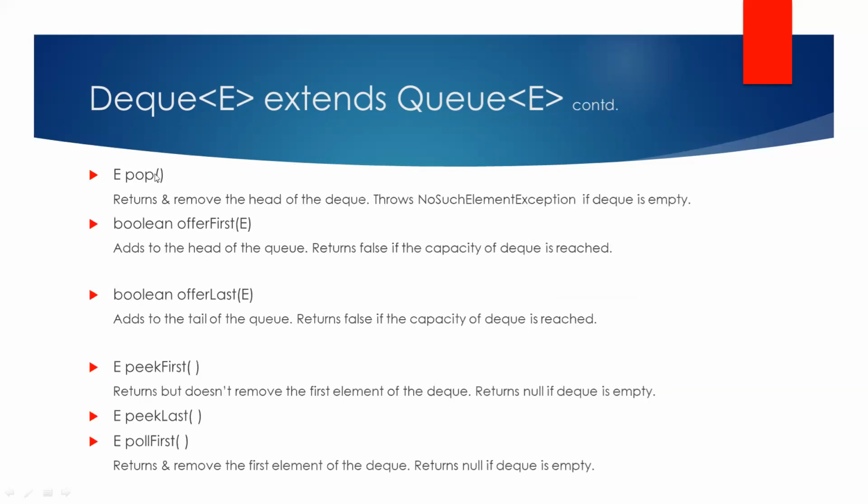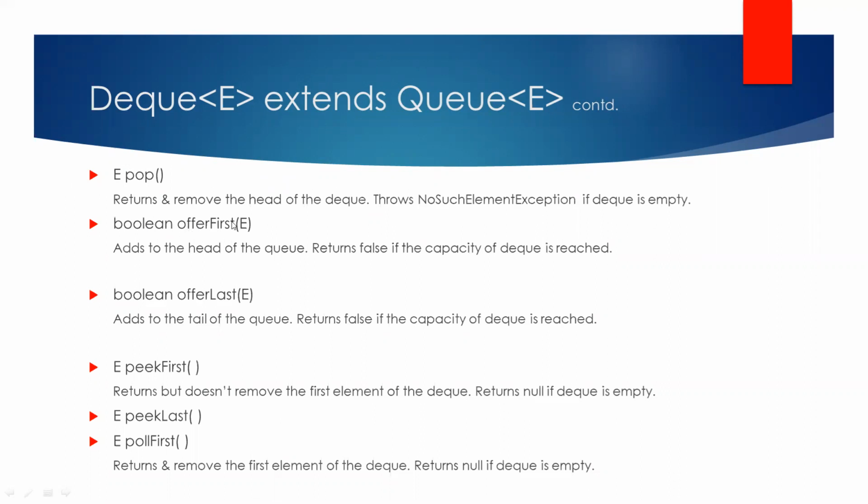Some more methods. pop returns and removes. It performs a dual operation. It will return the value and it will remove the value. From where? From the head. And if your DQ is empty, definitely it will throw NoSuchElementException because your DQ is empty, so no element could be popped.